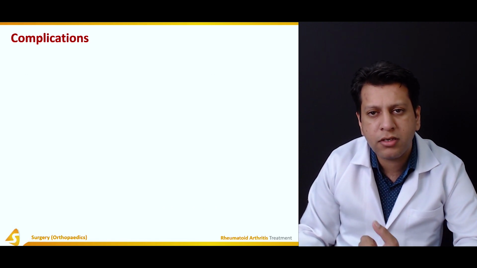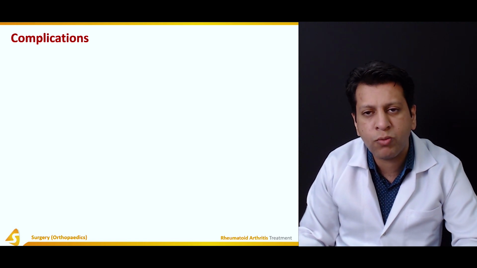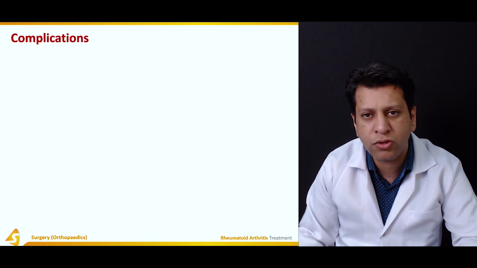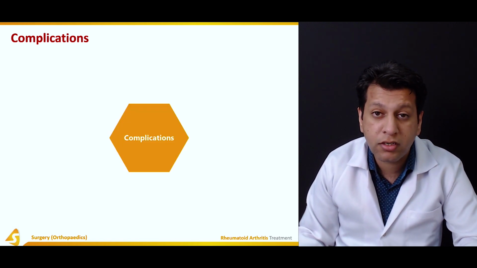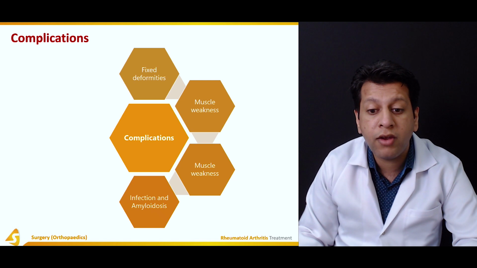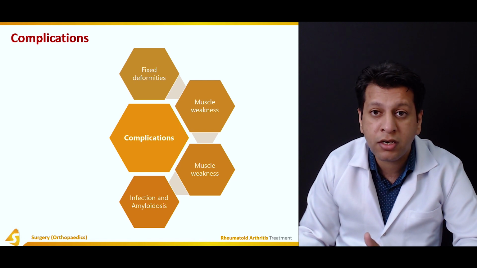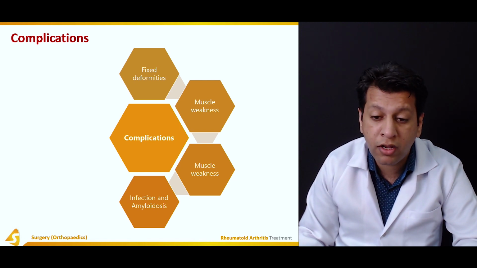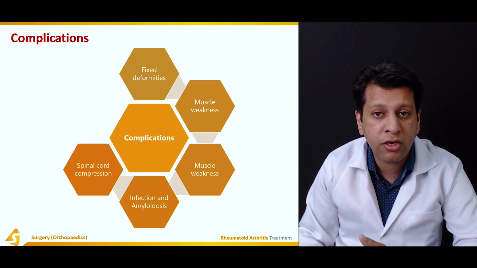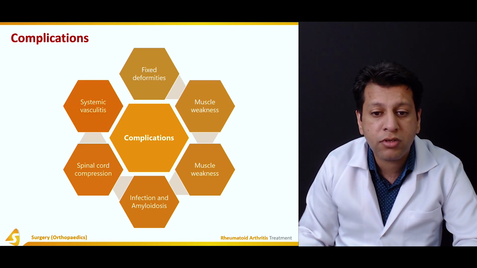Now, every disease has its complications. Certain diseases have complications due to their natural progression, and then once intervention has been done, it sometimes produces more complications. Complications in rheumatoid arthritis include fixed deformities, muscle weakness, infection and amyloidosis, especially amyloidosis, with amyloid protein collection in the intestine and kidneys, which may even lead to kidney failure. Spinal cord compression, especially due to C1, C2 instability, called atlanto-axial instability, and systemic vasculitis, which may produce gangrene of the limb or distal parts, leading to amputations.